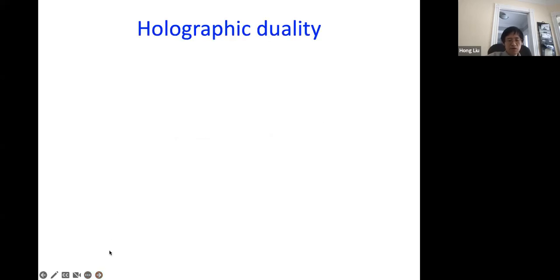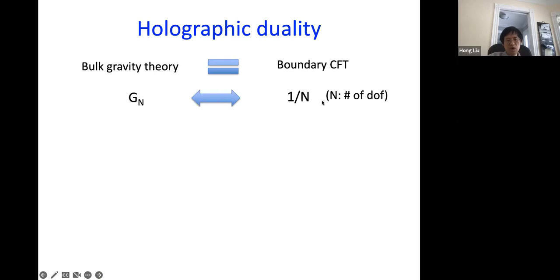Good. So here is just a very quick summary slide about the general structure of the duality. Here you have the bulk gravity theory equivalent to some boundary CFT. On the gravity side, the most crucial parameter is G Newton, and that is dual to 1/N, where N is a number which characterizes the number of degrees of freedom in the CFT. The semi-classical limit on the gravity side, G Newton goes to zero, corresponds to N going to infinity on the field theory side.